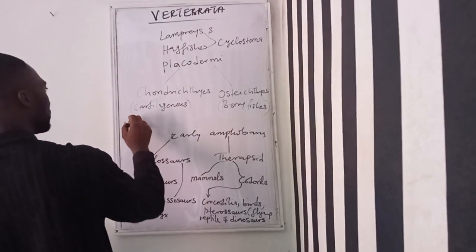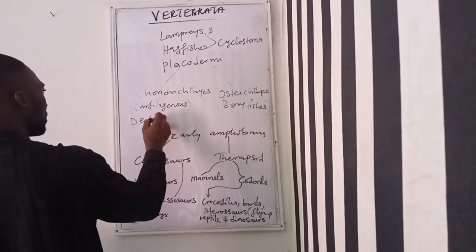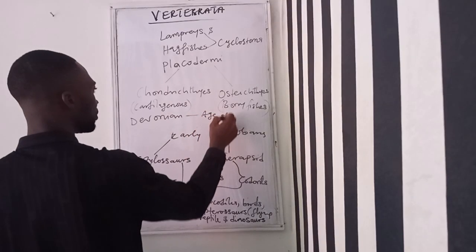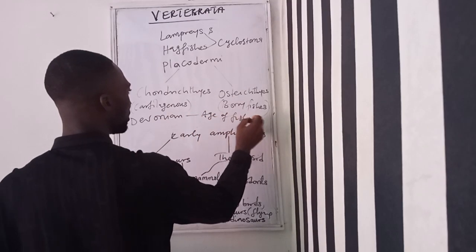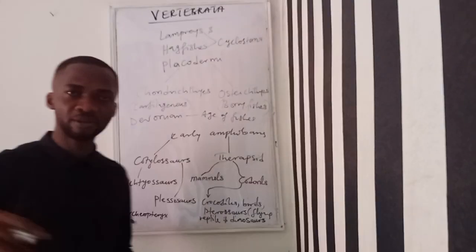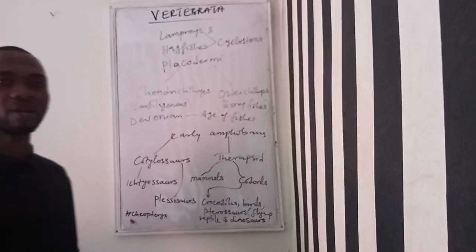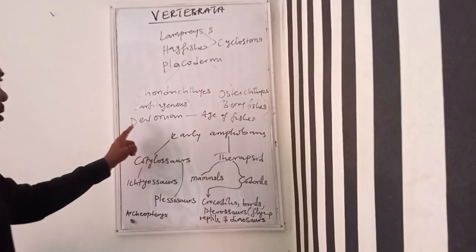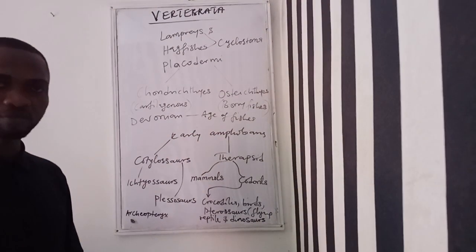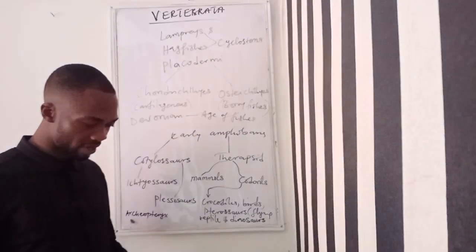This Devonian period is known as the age of what? Fishes. The age of fishes, because fishes generally flourish within this era. And that is why this era, the Devonian era, is known as the age of what? Fishes. So let's progress.